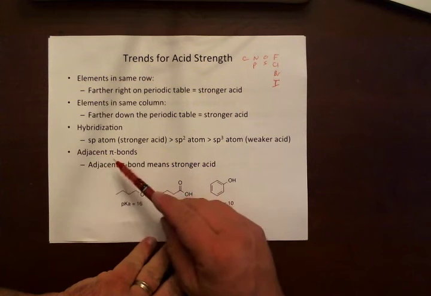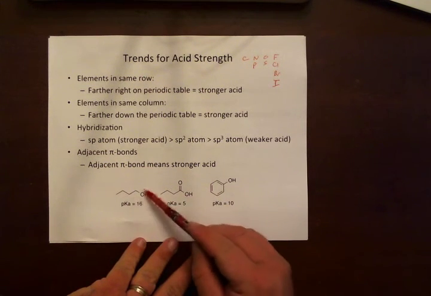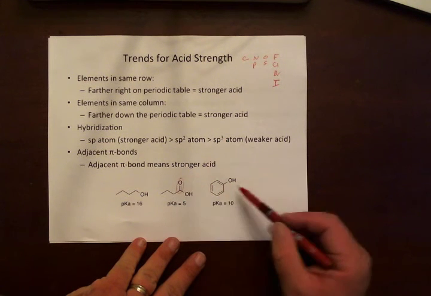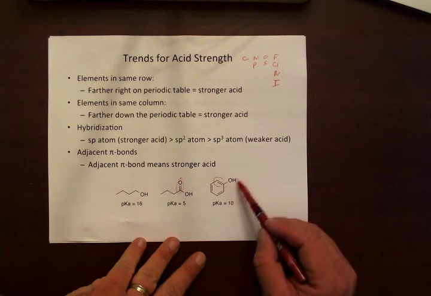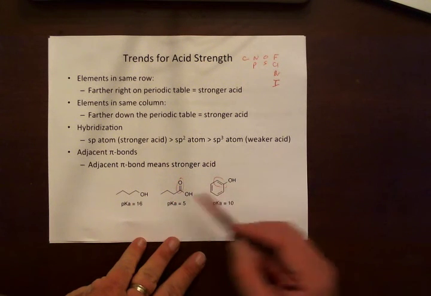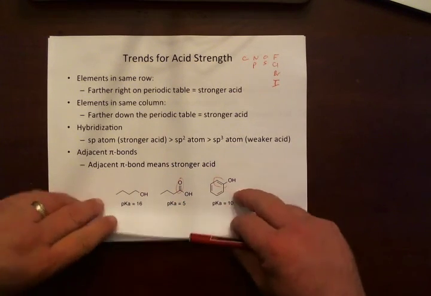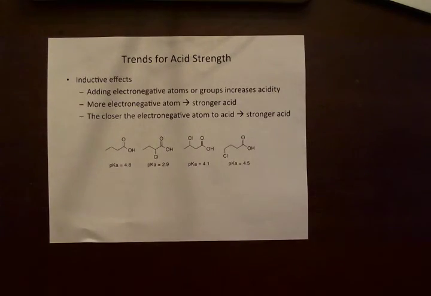Now, adjacent pi bonds help too. So if you have an alcohol, it's 16. It doesn't matter if it's a carbon-oxygen pi bond or a carbon-carbon pi bond. Having them adjacent to where this is helps, because we're going to have these resonance structures available. And again, all of these things are additive, so we add them up.